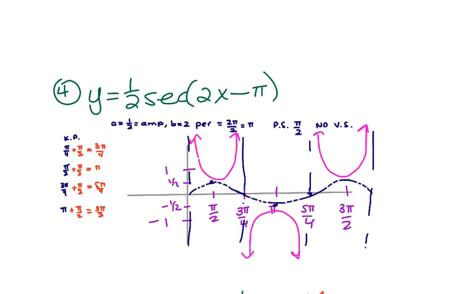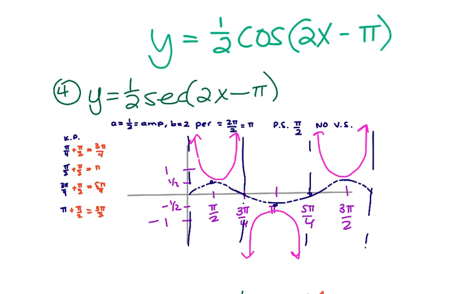Okay, number 4 was 1/2 secant of 2x minus pi. So I'm going to first graph y equals 1/2 cosine of 2x minus pi. The a is 1/2, which is your amplitude. The b is 2. Period would be 2 pi over 2, which is pi. The phase shift is a positive pi over 2, and there's no vertical shift.